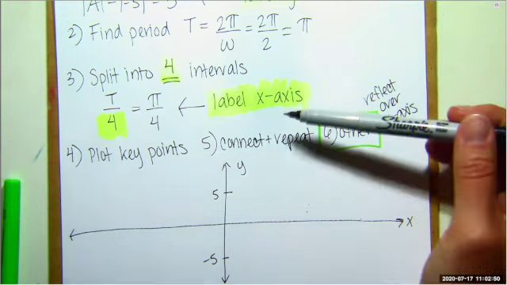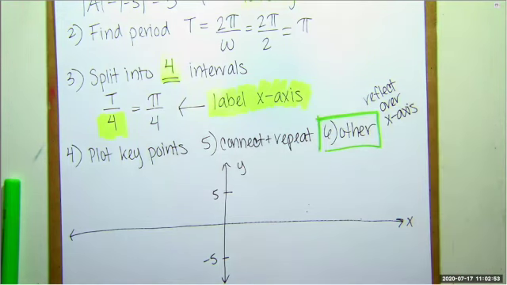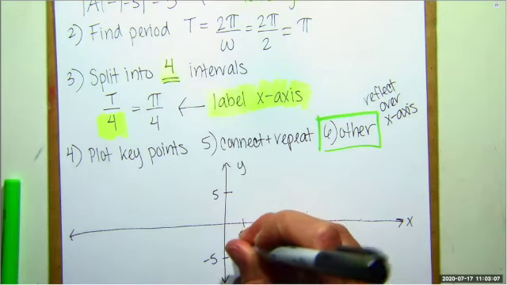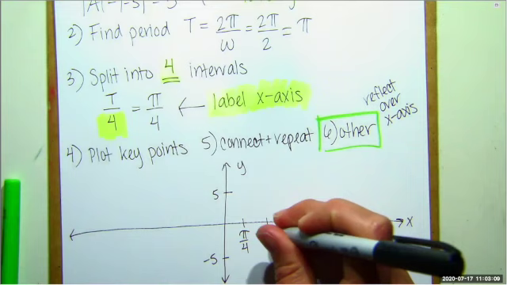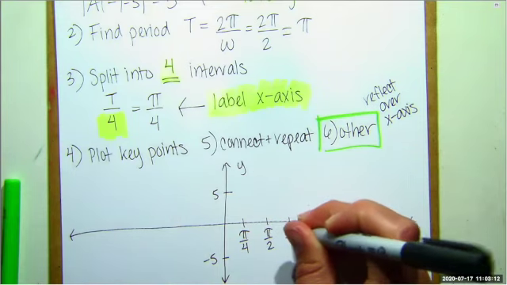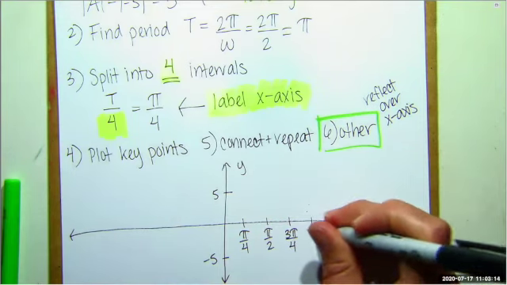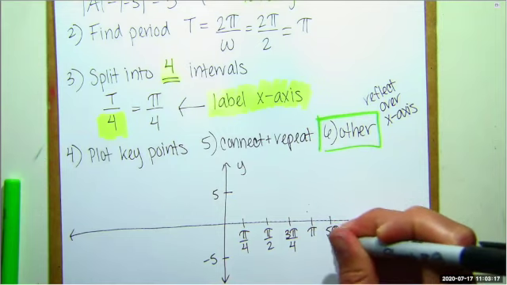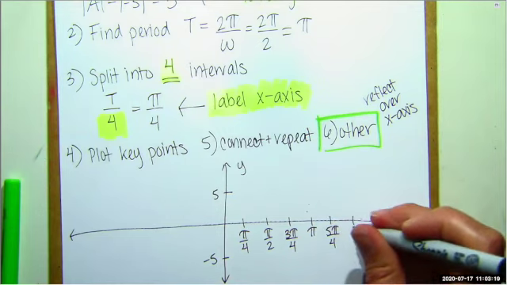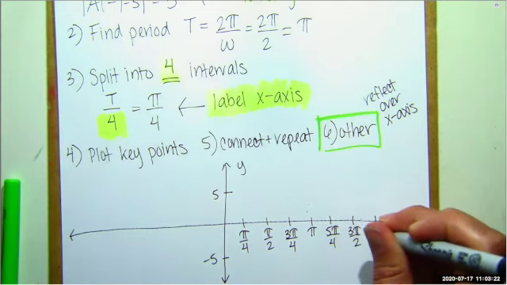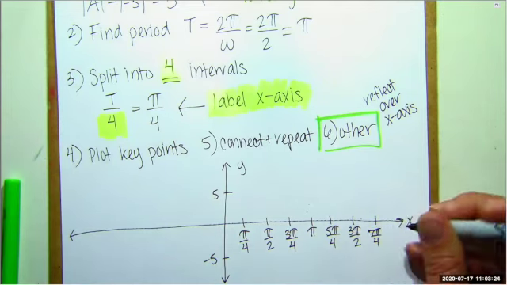We figured out we should label our x-axis by pi's over 4. So I'm going to count by 1 pi over 4, 2 pi over 4, 3 pi over 4, reducing as I go. It is typical to label this with radians and not degrees. So pi over 4, 2 pi over 4 is pi over 2, 3 pi over 4, 4 pi over 4 is pi, 5 pi over 4, 6 pi over 4 is 3 pi over 2, 7 pi over 4, and then 8 pi over 4 is 2 pi.